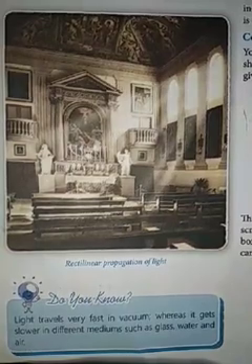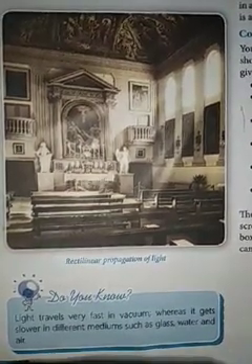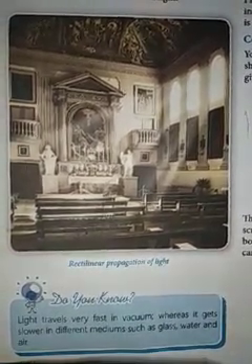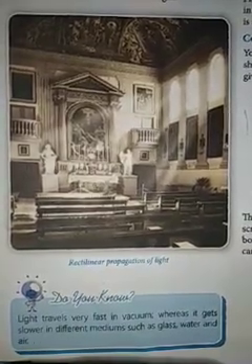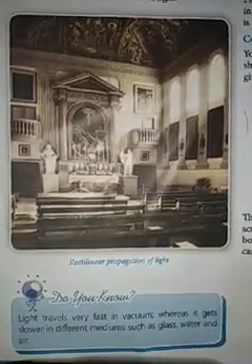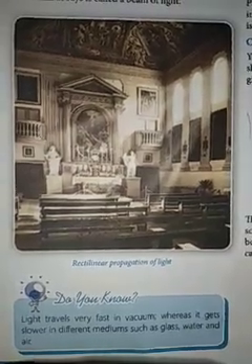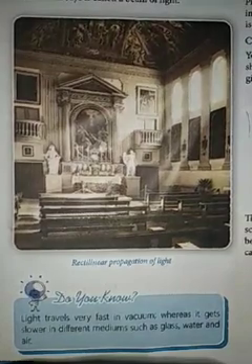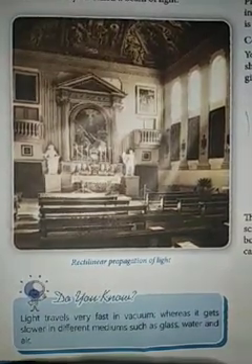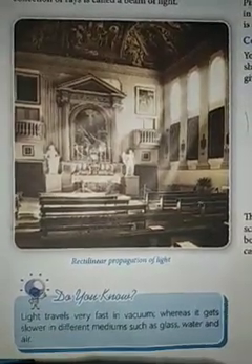The property of light to travel in a straight line is called the rectilinear propagation of light. Remember, light always travels in a straight line. The property of light to travel in a straight line is called rectilinear propagation of light.